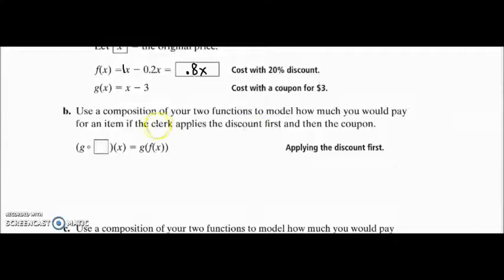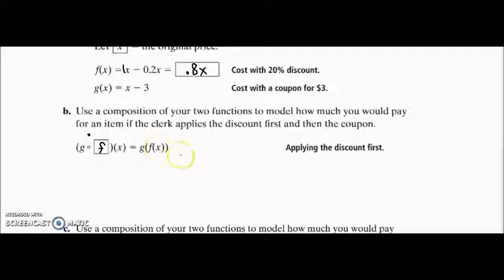All right, let's use a composition of the two functions to model how you would pay for an item if the clerk applies the discount first and then the coupon. So the discount first means that we're going to use this f of x first. So that means g composite f of x. And this is different than when we just did multiplying. This is an open circle. It means g composited with f. So we're going to work our way from the inside out. First, we're going to do f of x, and then we're going to do g of x.